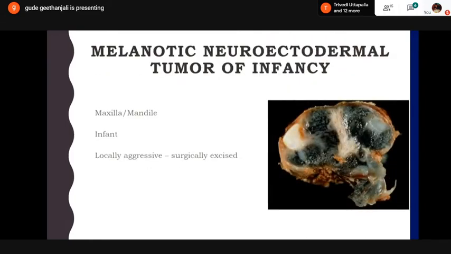So another small round blue cell tumor, which is common in infancy, is the melanotic neuroectodermal tumor of infancy. It has a characteristic location in the maxilla or mandible, and grossly we can see presence of this pigmented tumor, which usually destroys the jaw cavity. And despite being locally aggressive, if it is surgically excised with good margins, it rarely recurs. And it is common, as the name suggests, in the infantile age group.